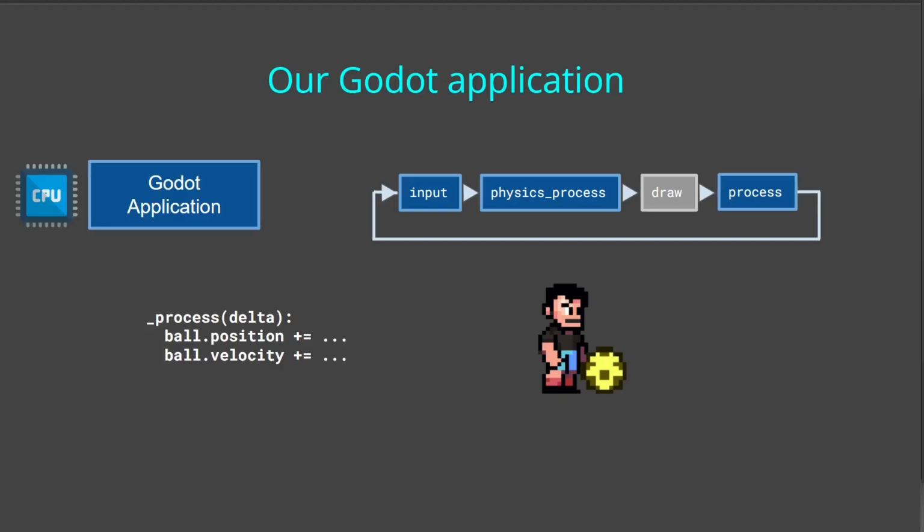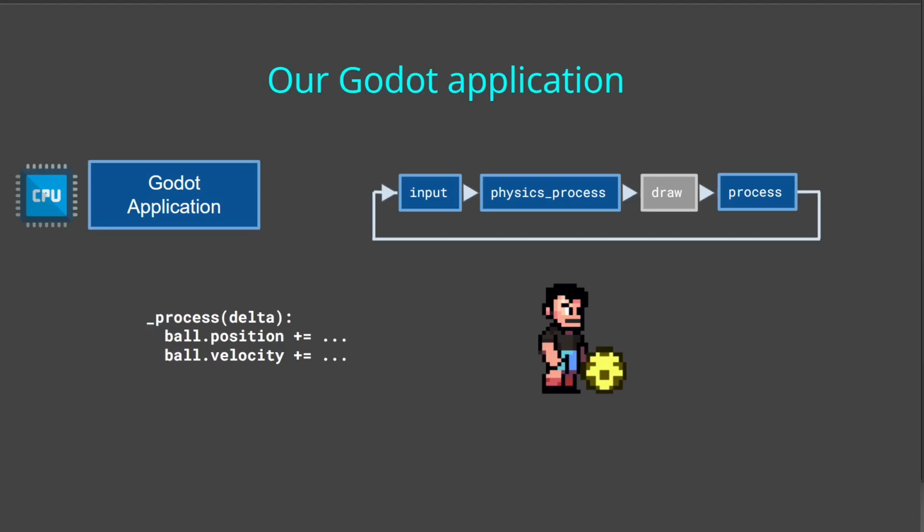Now, at the end of one loop, after the process method, our game reaches a state where all of the objects are in a specific position with various properties applied to them. And so the only thing that we now need to do is to have our GPU display them on our screen at the right position. So how does that happen? What does exactly Godot send to the GPU?